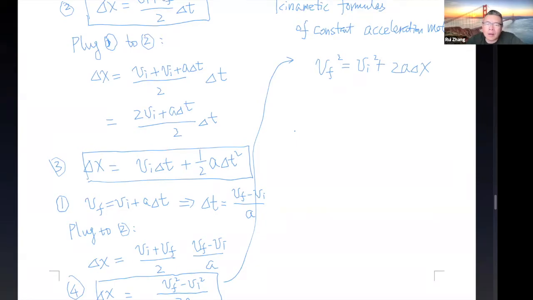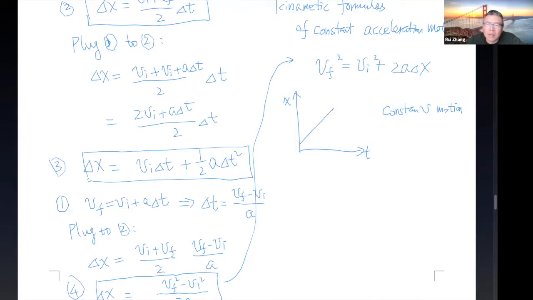Let me use a space-time diagram to explain this. So let me first go back to the constant velocity motion. As I said, this motion is really simple, almost trivial, because it's the same velocity going in one direction all the time. That means on the space-time diagram, you have a straight line.